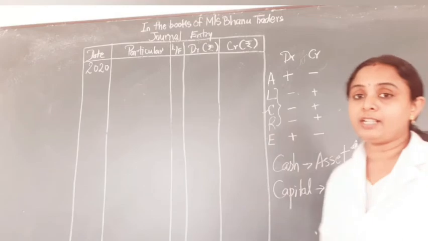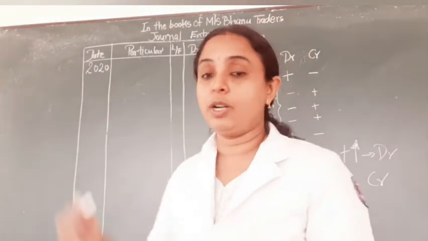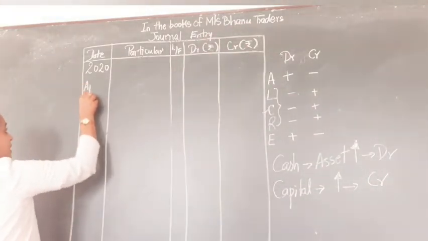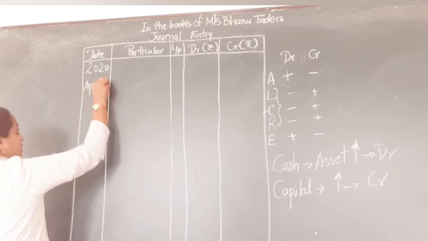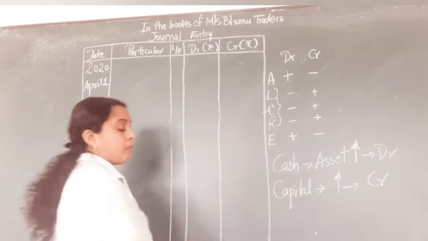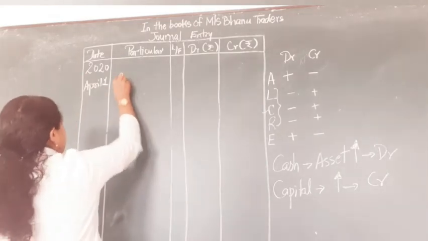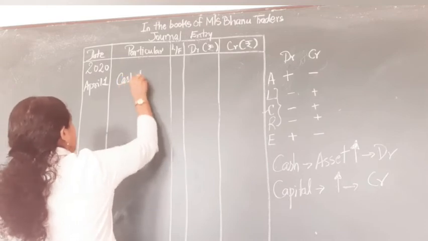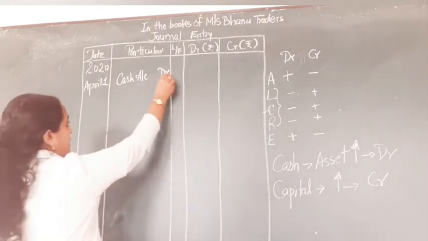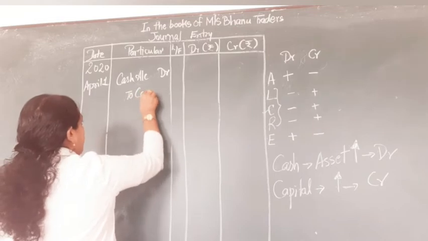Now how to write the entry in the journal and make the journal entry for this transaction? April 1 is the date. So in the date column, write down April 1. Next is journalizing the entry. So, cash account will be debited. In the next line you can write: to capital account.